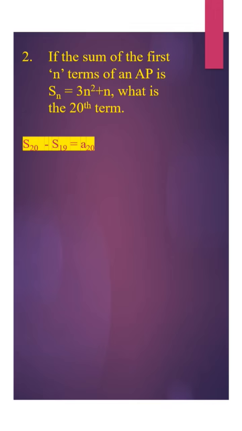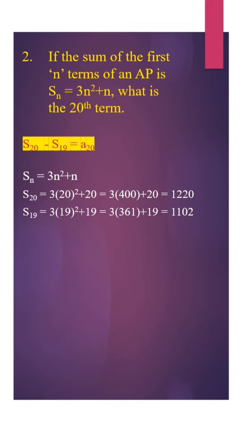So we are going to calculate the 20th term, that is A20, as S20 minus S19 using the formula given in the question, that is Sn equal to 3n square plus n. Therefore S20 can be written as 3 into 20 square plus 20, because I have replaced n with 20 here in order to calculate the sum up to 20 terms of this AP. Similarly, I can calculate the sum up to 19 terms of this AP as 3 into 19 square plus 19, which will give me 1102. Now A20 can be written as S20 minus S19. Therefore S20 is 1220 minus S19 is 1102.